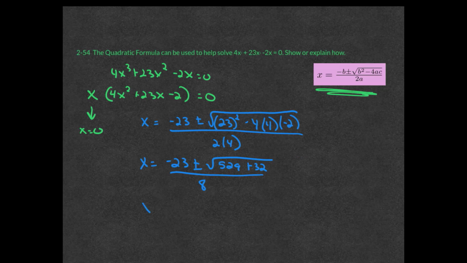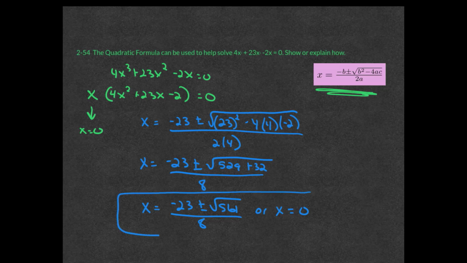So we have one more step because it's x equals negative 23 plus or minus square root of 561 all over 8. Okay, so that's 2 of the zeros, or x equals 0. And you can't break down the square root of 561, so that is just your final answer. Those are the 3 possible zeros, the actual 3 zeros for 2-54. Moving on.